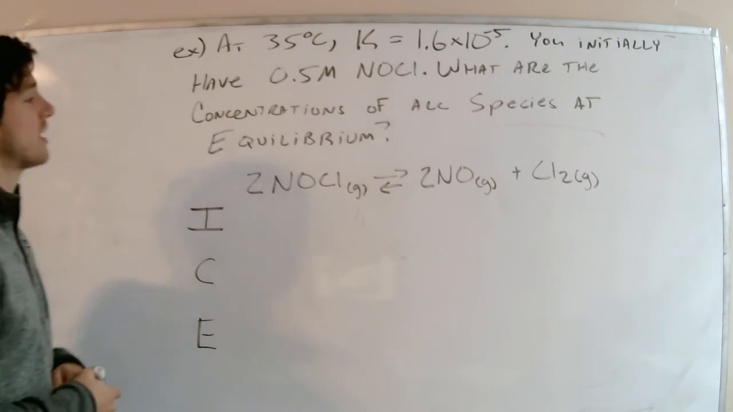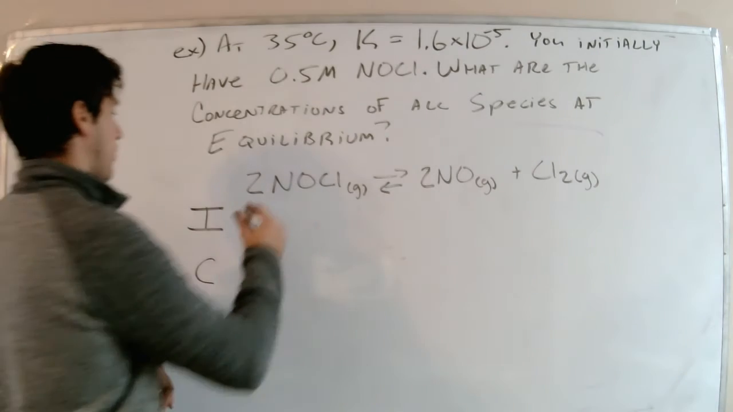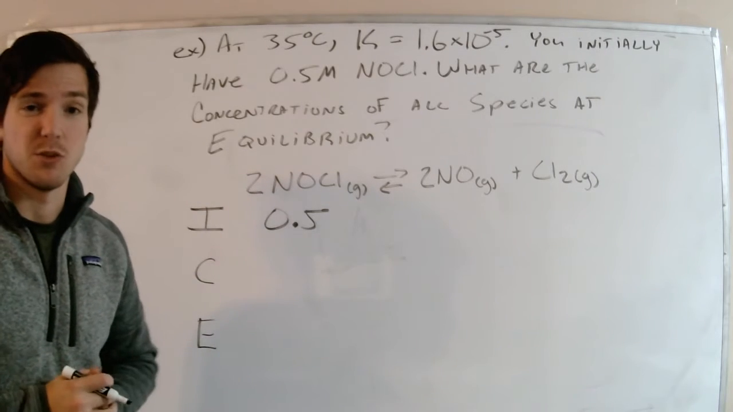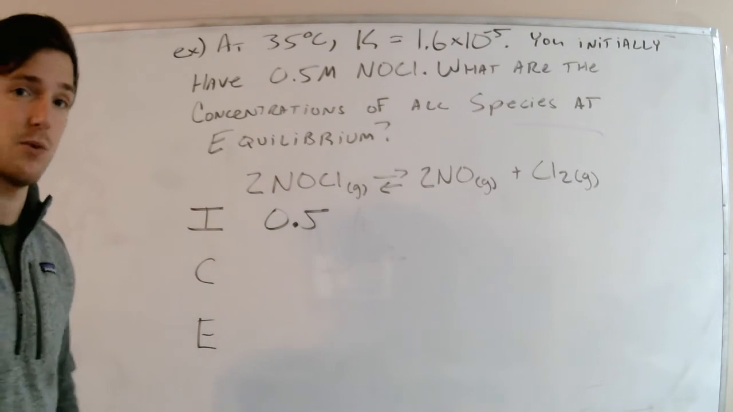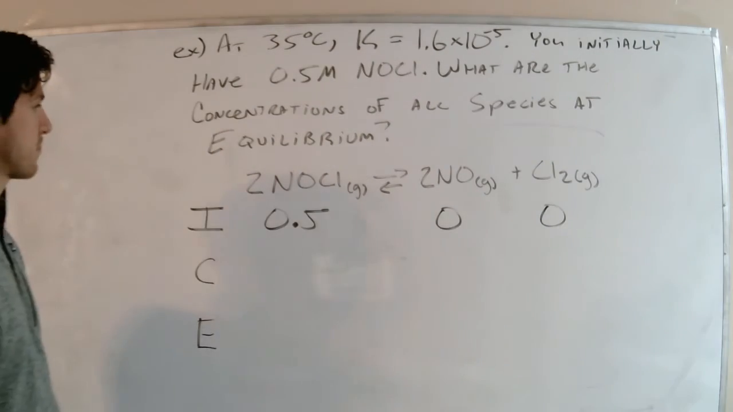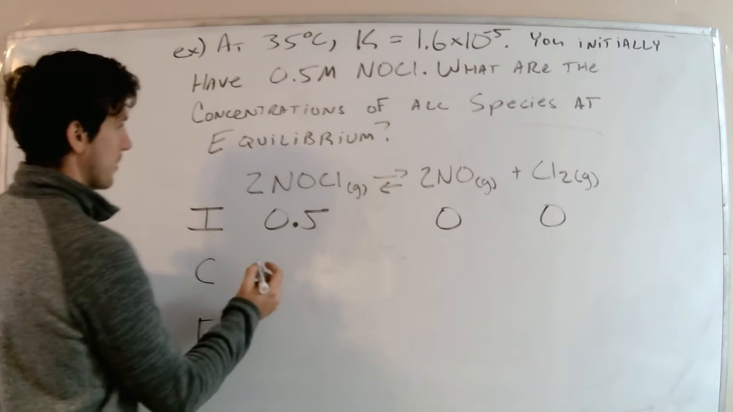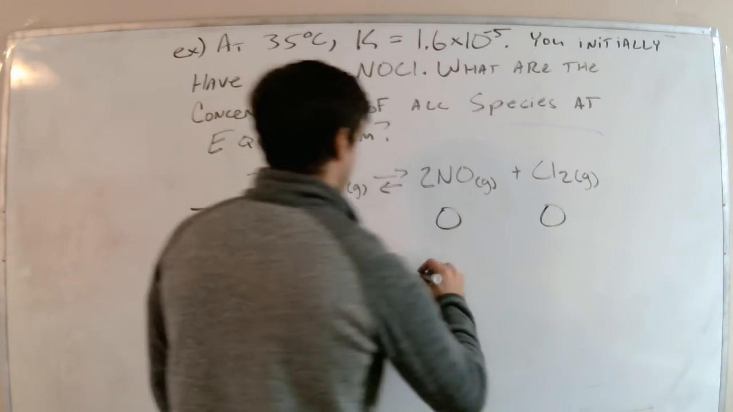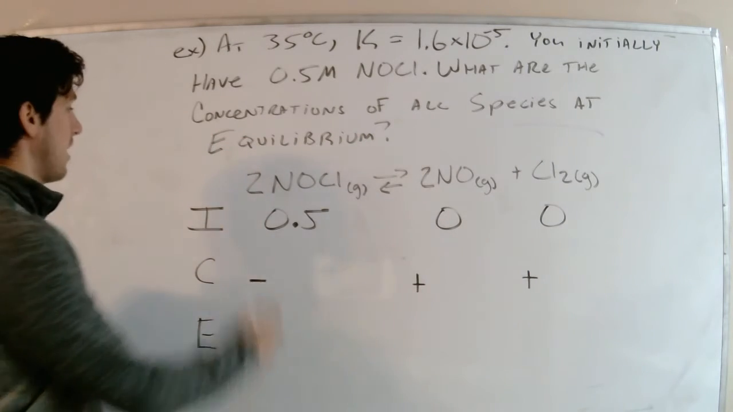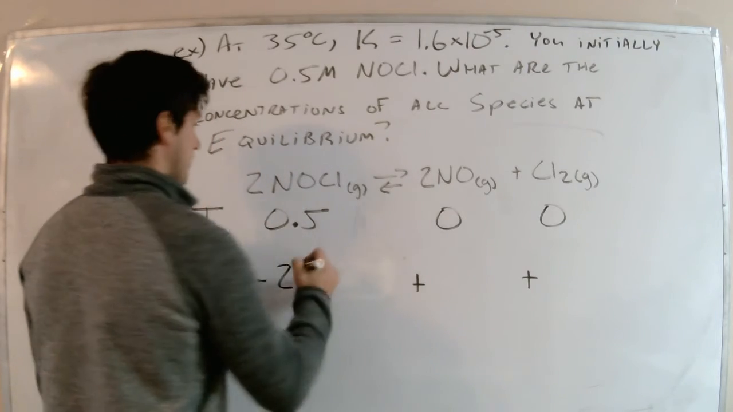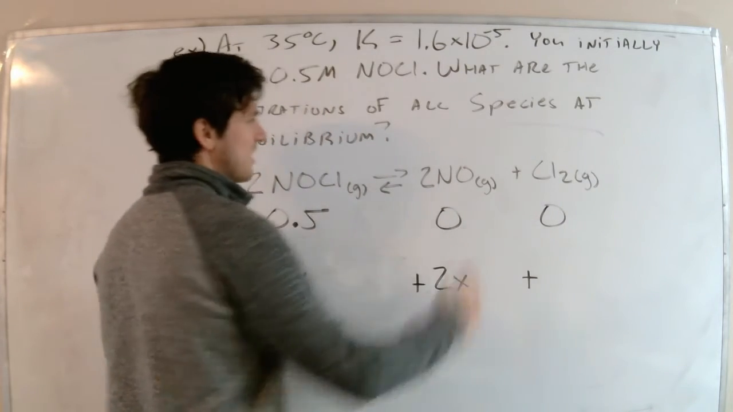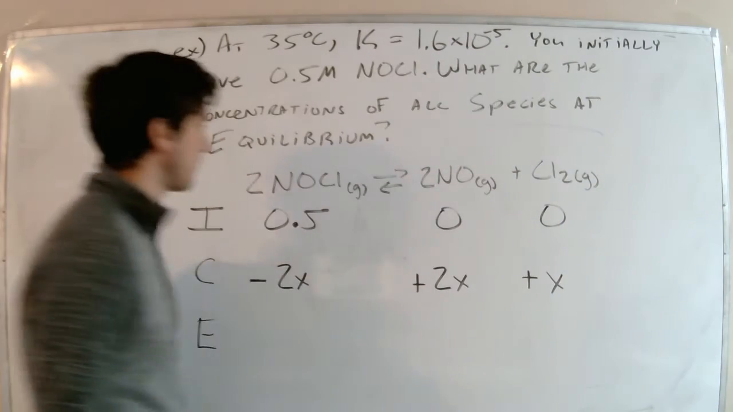For initial concentrations, it gave us 0.5 molar NaCl at the beginning, and then we can just assume that our products are 0 if they don't give it to us, because this reaction hasn't happened yet, so there's not going to be any products. Let's go ahead and do our change. Remember that reactants are negative, products are positive, and then we just put x based on the coefficient. There's a 2 here, so this will be 2x. There's a 2 here, so this will be 2x. And there's just a 1 here, so this will be x.